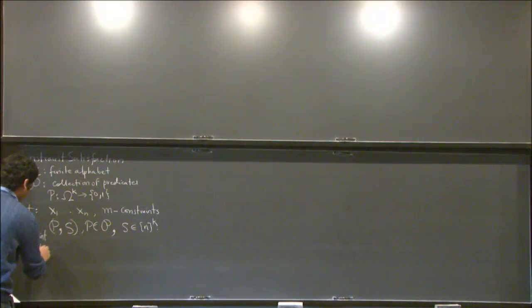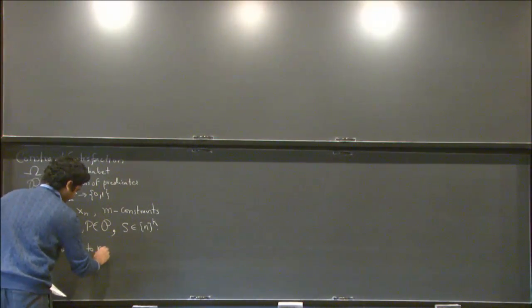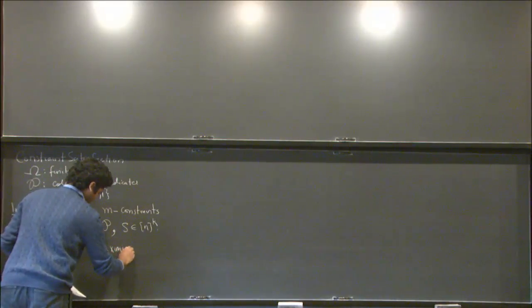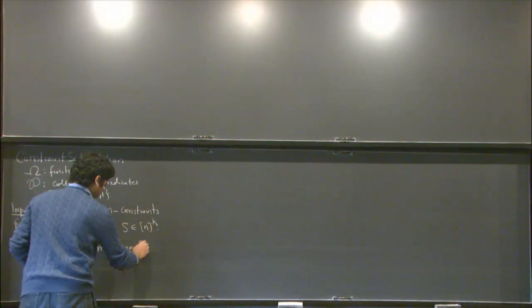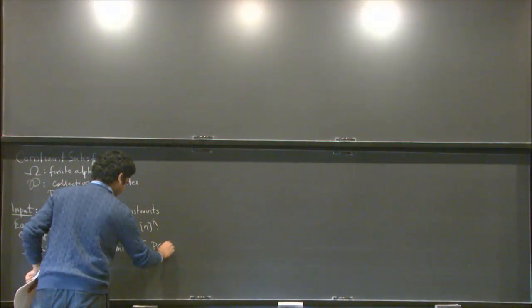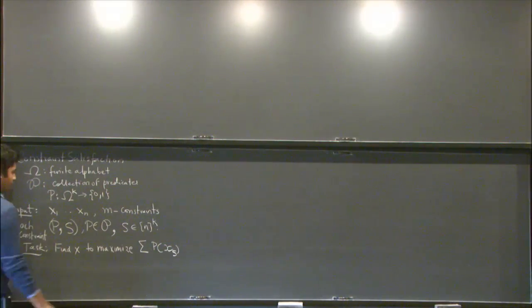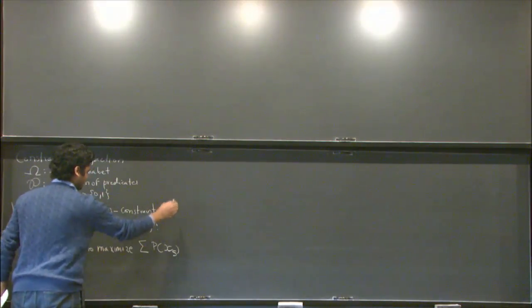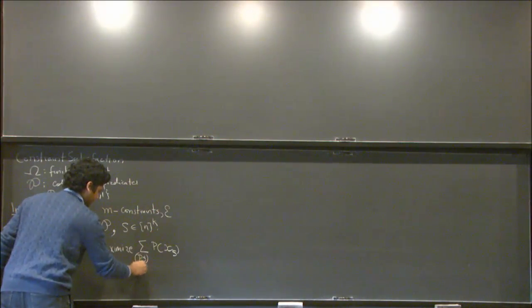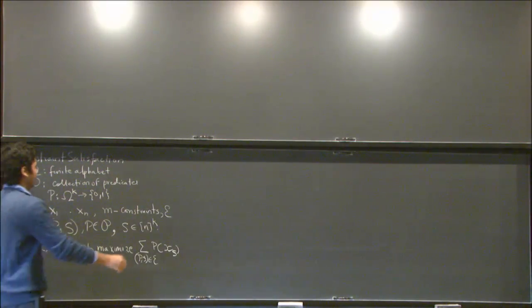Basically what this means is that the task that you have is to find x to maximize the sum over the constraints (P, S) of P applied to x restricted to the variables S, where this is the set, let's say, script E, and then (P, S) is in script T. Okay, so this is some extremely general way to define CSPs. Of course, you know many examples.